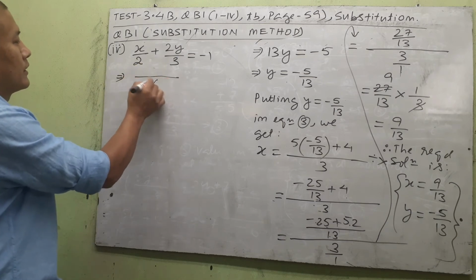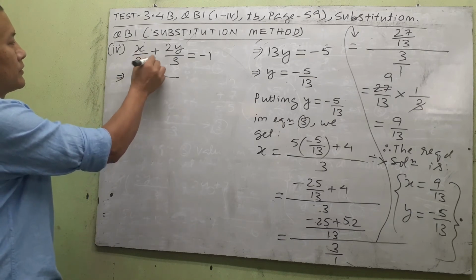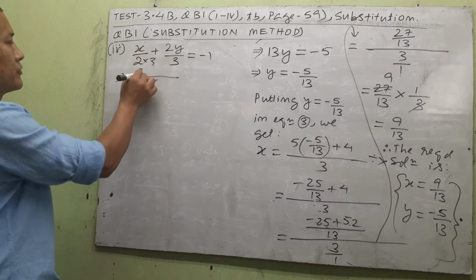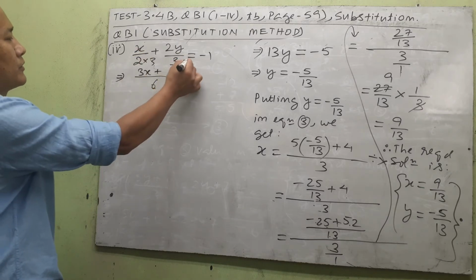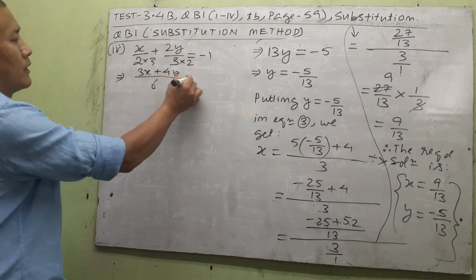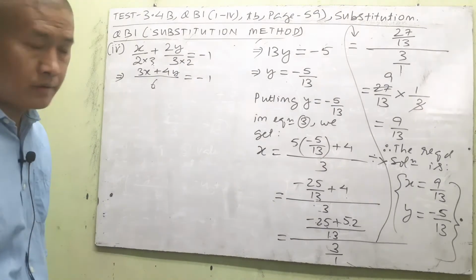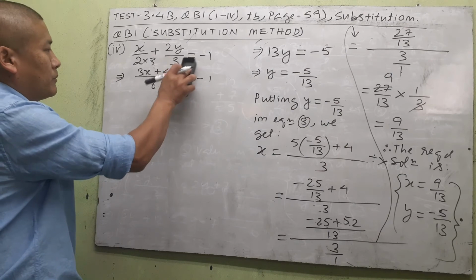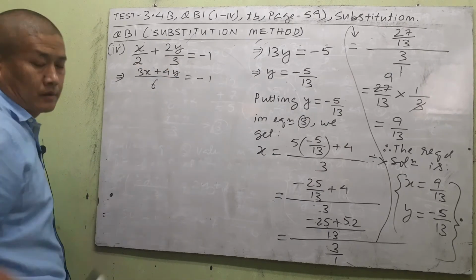LCM is 6. So 2 3s are 6, LCM. So 3 into x is 3x. Plus 3 2s are 6, LCM. So 2 into 2 is 4y. Is equal to minus 1. This need not be written. I'm writing it for explanation's sake.